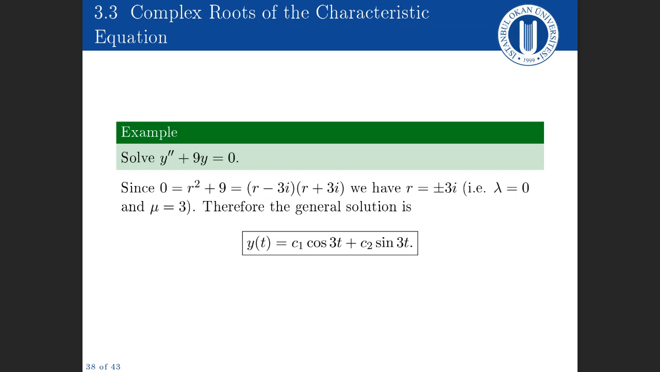As soon as we know that, the general solution is c1 cos 3t plus c2 sine 3t. And that's it. That's two sentences to solve a differential equation. It really is that easy.